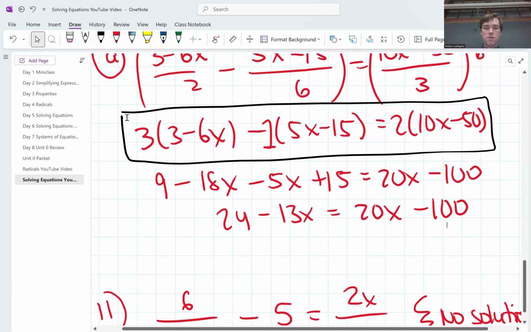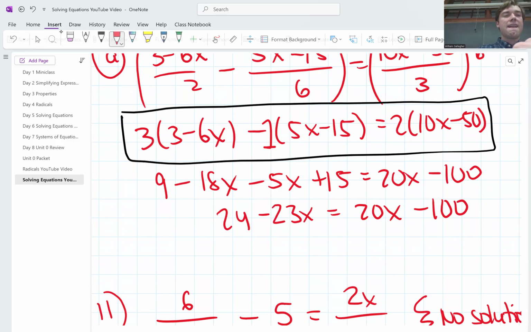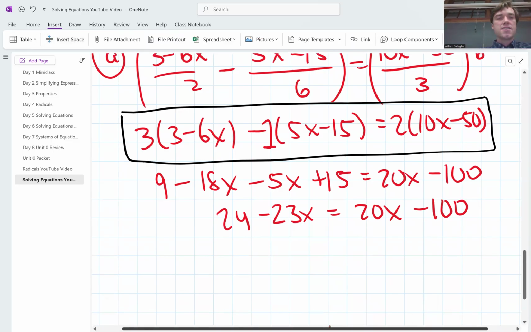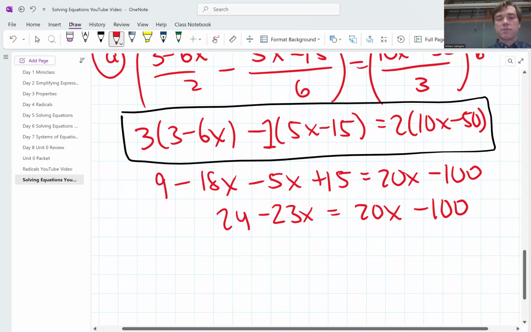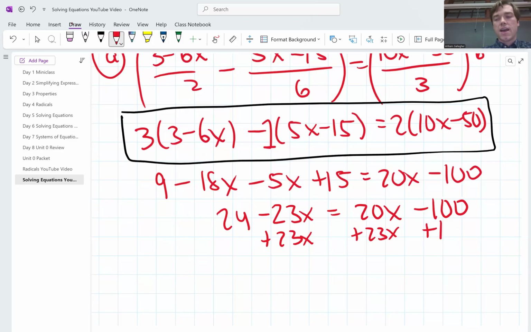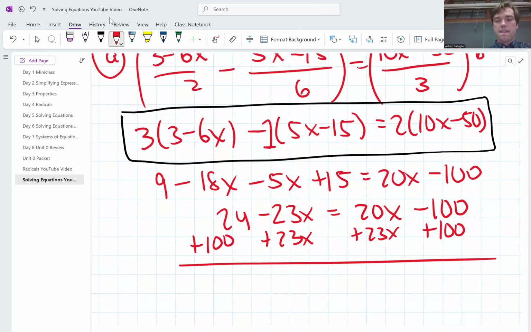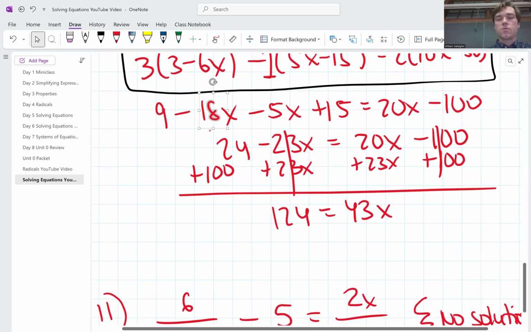And so, sorry, minus 23x. There was a mistake there. Minus 23x. And I decided to try to keep the x's positive, so I added 23x to both sides, and then I added 100 to both sides. So I get 124 is equal to 43x. So I'm just going to divide by 43 on both sides of the equation.